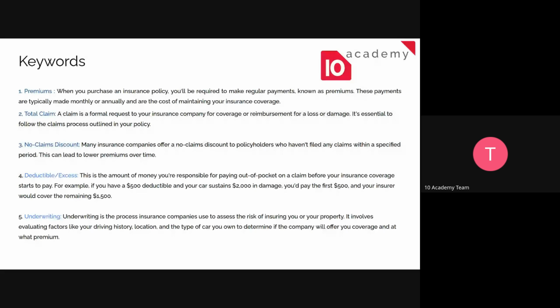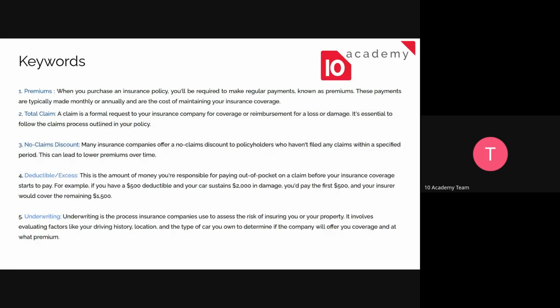And no claim discount: many insurance companies offer a no claim discount to policyholders who haven't filed any claims within a specified period. So this can lead to lower premiums over time. No claim discount means, as mentioned here, if you have not filed any claims, or have never faced any type of challenge, so you're just putting in input for a large number of years while the company is not giving any out. So this might lead to lower premiums over time, and is another benefit for the customer.